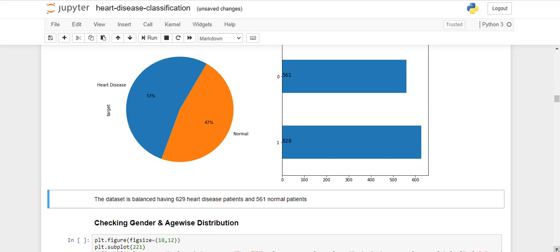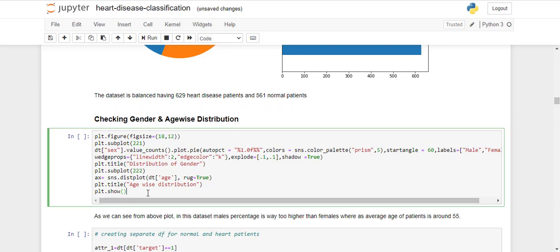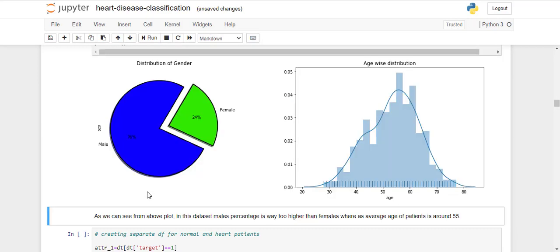Next, we'll be checking the demographic part of the patients. What is the gender distribution and the age-wise distribution? So first of all, we'll check the overall distribution of age and gender. As you can see, the gender is distributed into 76% male and 24% female. And if we see the age-wise distribution, as we have already seen, the mean age is around 53 or 54.